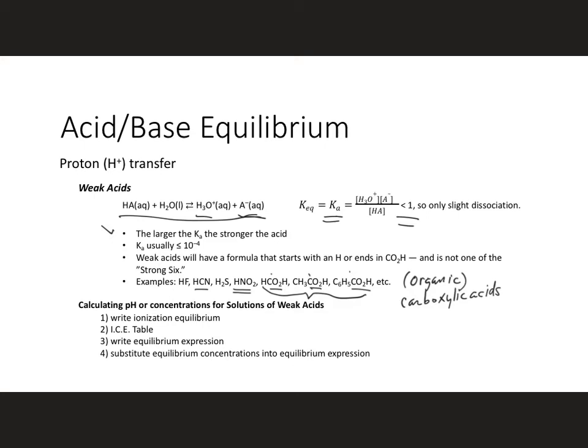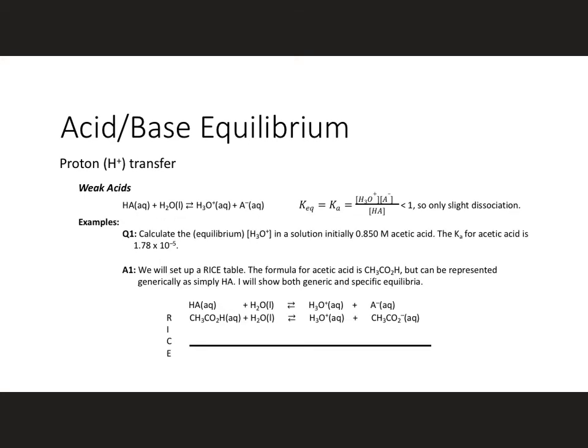Now, when we're dealing with weak acids, we're going to use a rice table to do our calculations to determine our pH, or to use the pH to determine the concentration of our acid. Let's look at an example here. Here again is a weak acid in general. It says here, let's calculate the equilibrium hydronium concentration in a solution that's initially 0.85 molar in acetic acid. And we're told that the Ka for acetic acid is 1.78 times 10 to the minus 5th.